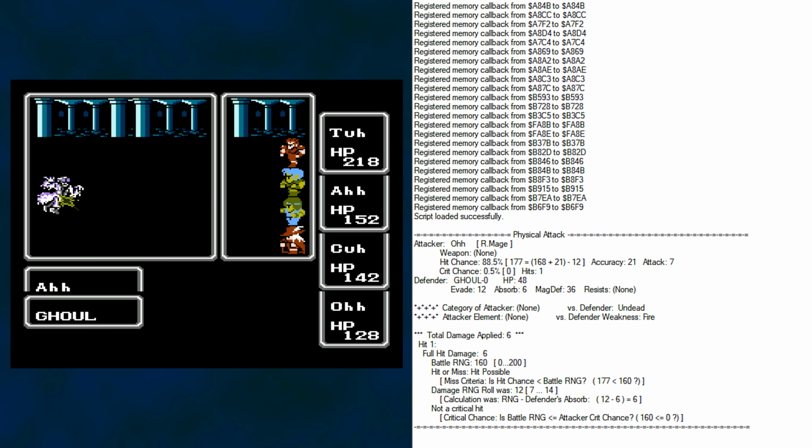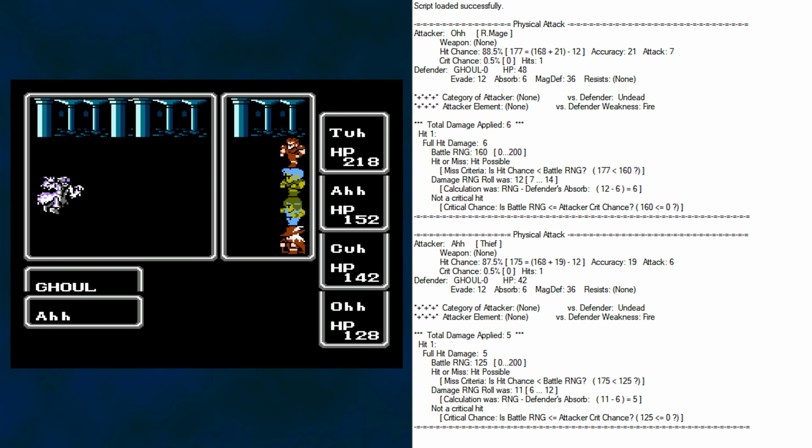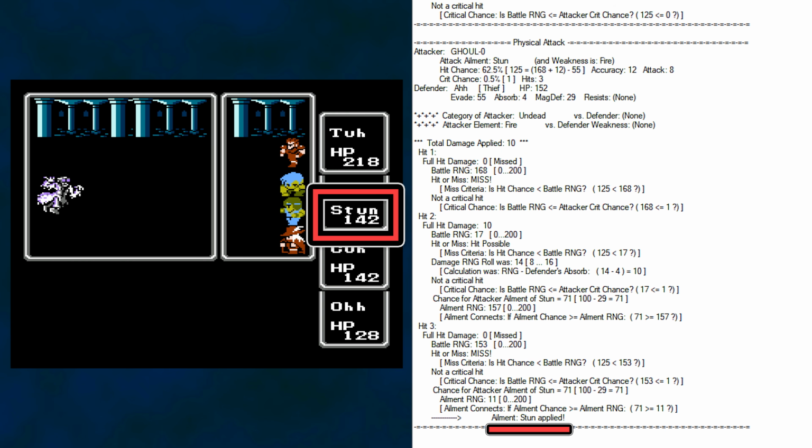Now let's let the battle roll until the ghoul attacks. This time the ghoul attacked our thief and he was stunned. But look at how it happened. The first hit missed. The second hit connected. We rolled for ailment and were not stunned on this hit. So far so good.